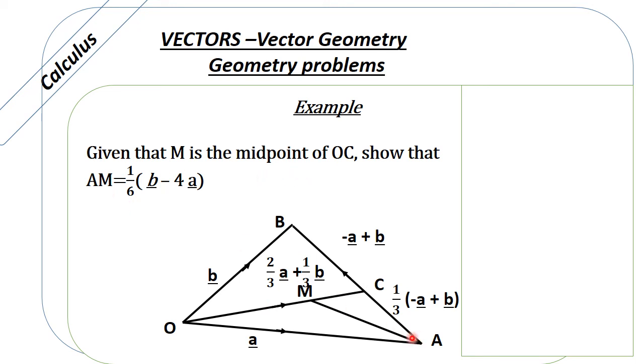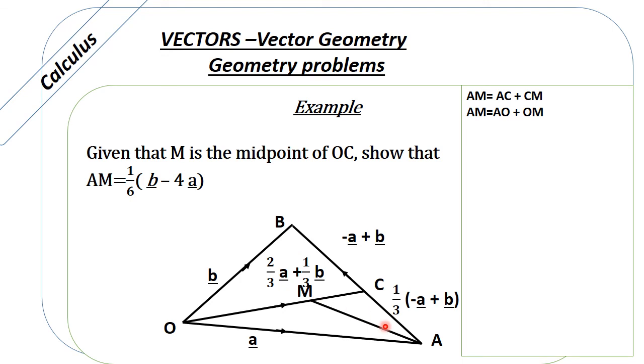So how can we find AM? Again, how do we move from A to M? We can use different routes. We can use AM is equal to AC plus CM, where we move from A to C plus CM. We have AC, so it's easy. For CM, we can use the fact that this is the midpoint, and we know what OC is. Also, we can use this path where we move from A to O, then from O to M.